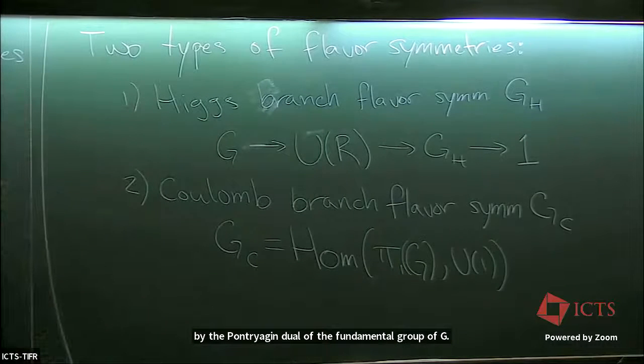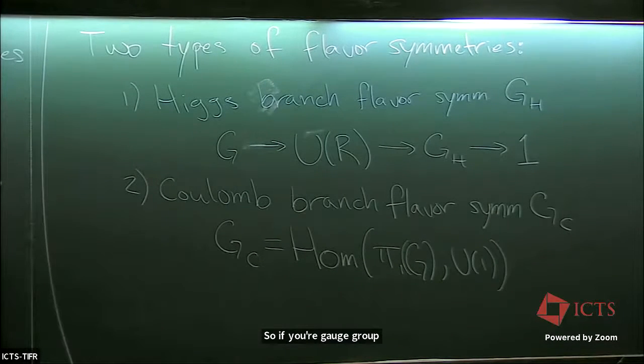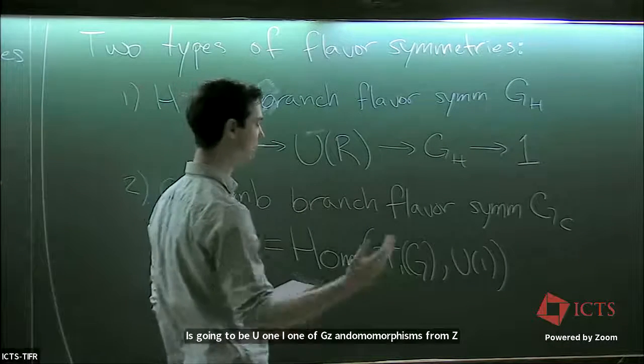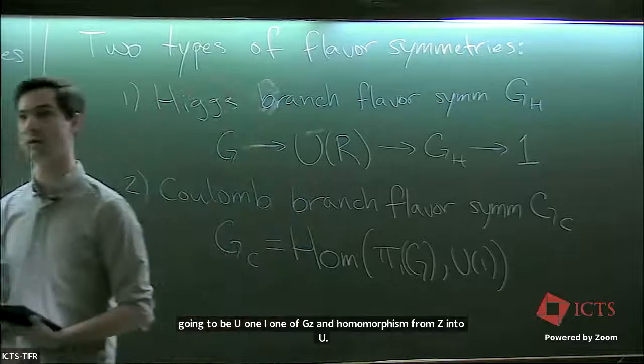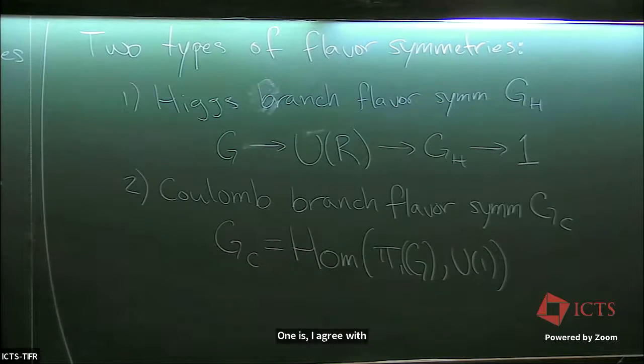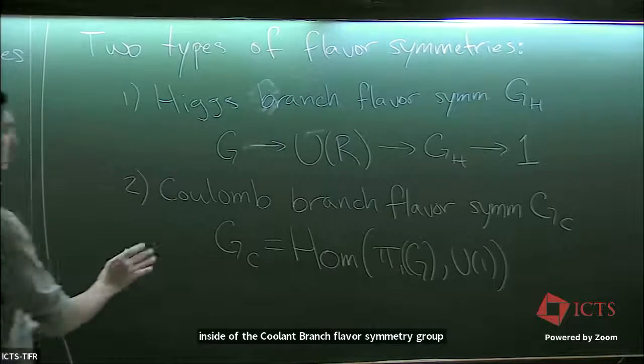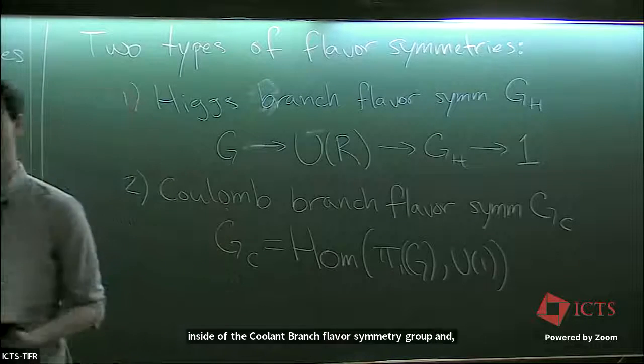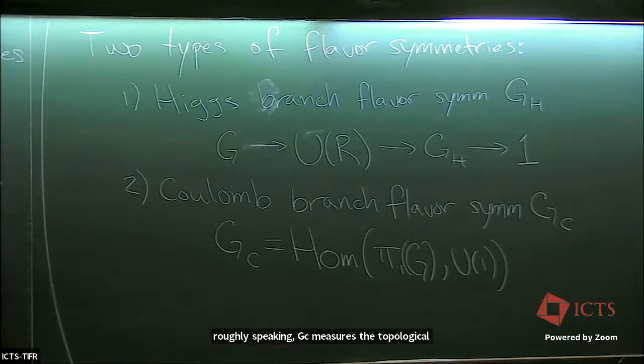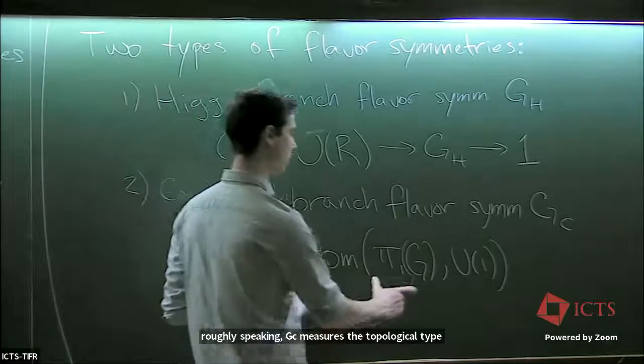So if your gauge group G is like U1, then G_C is going to be U1: pi1 of G is Z, and homomorphisms from Z into U1 is a group U1. And more generally, it tells you that if you have some number of abelian factors, you're going to have that number of abelian factors inside of the Coulomb branch flavor symmetry group. And roughly speaking, G_C measures the topological type of the gauge bundle sourced by certain operators.